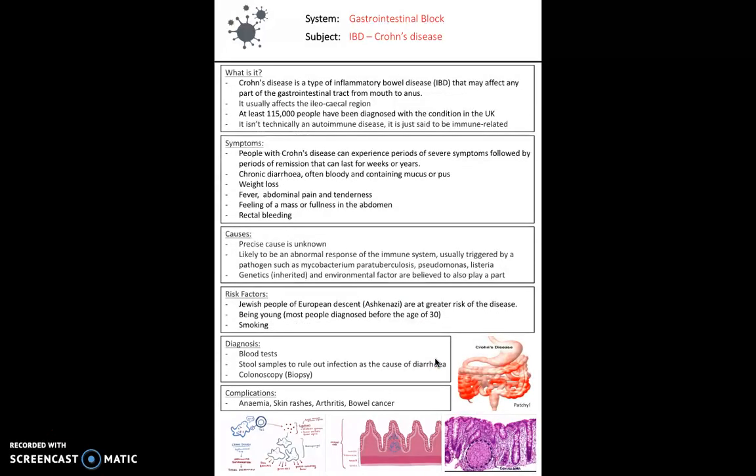Next, to look at inflammatory bowel disease. So there are two types of inflammatory bowel disease to be aware of: Crohn's disease, which we're going to talk about first, and then ulcerative colitis, which we'll look at second. So Crohn's disease, what's particular about Crohn's disease, differentiating it from ulcerative colitis, is that Crohn's disease can affect any part of the GI tract from the mouth to the anus, and it usually affects the ileocecal region.